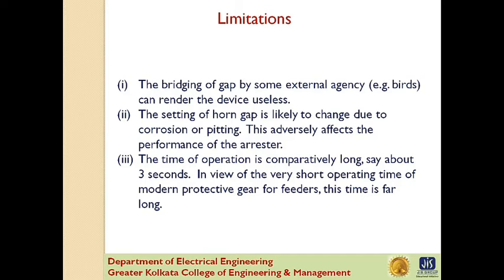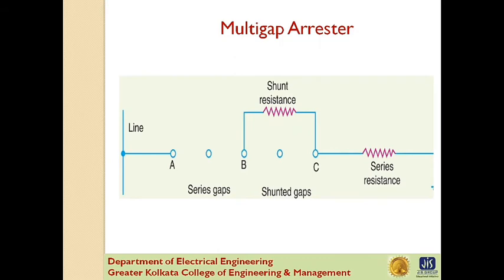The time of operation is comparatively long, say about 3 seconds, in view of the very short operating time of modern protective gear. For feeder, this time is far too long. So due to this limitation, this type of arrestor is not reliable and can only be used as a second line of defense like the rod gap arrestor. Next is the multi-gap arrestor. Now this figure shows the multi-gap arrestor.